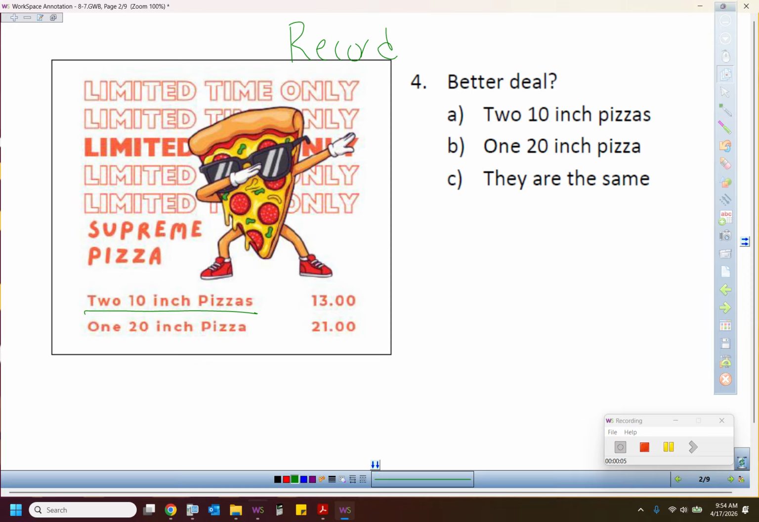So in 8-7, we're skipping the first three and going to number 4, asking ourselves, what's the better deal? 2 10-inch pizzas for $13 or 1 20-inch pizza for $21? Let's think of it like this.